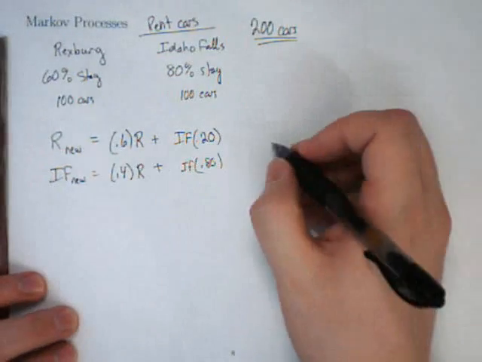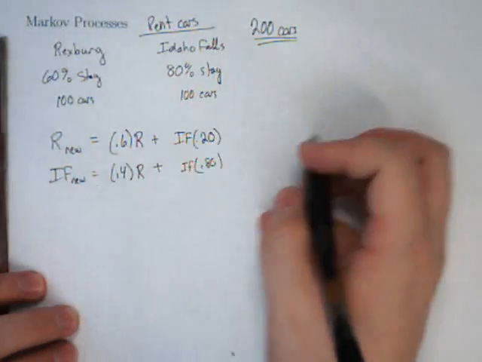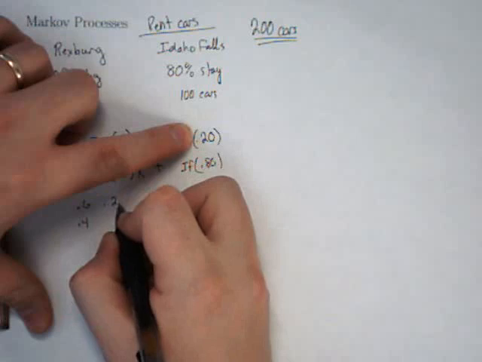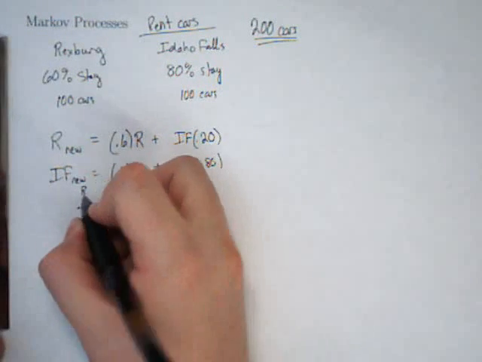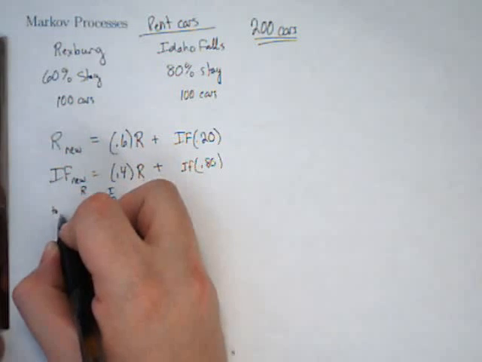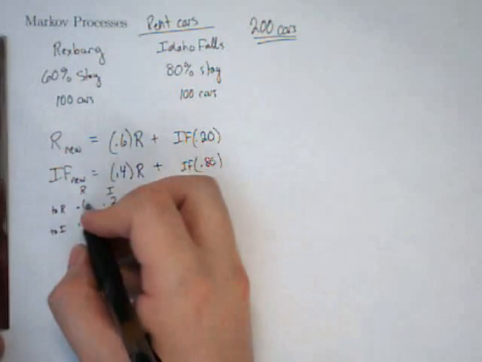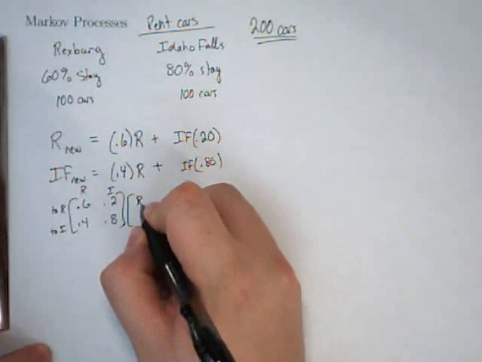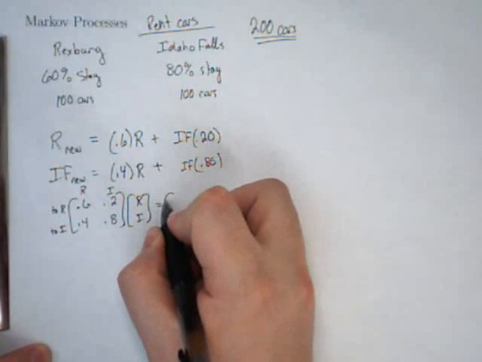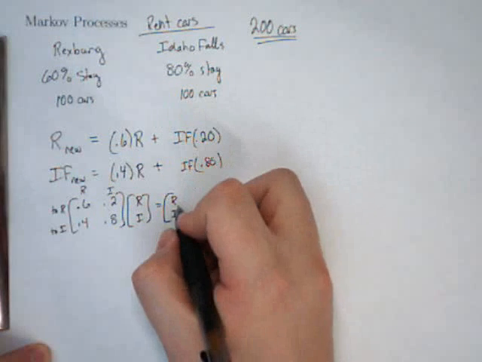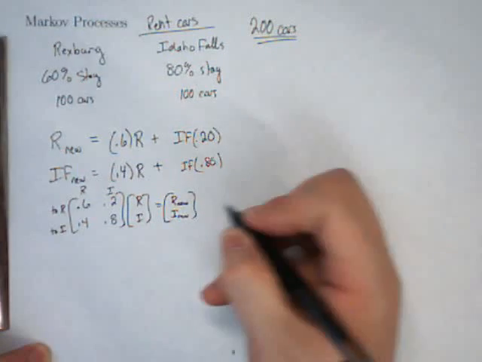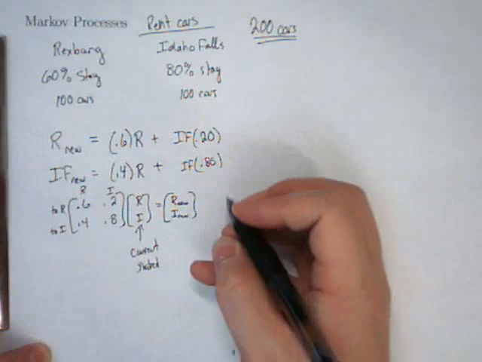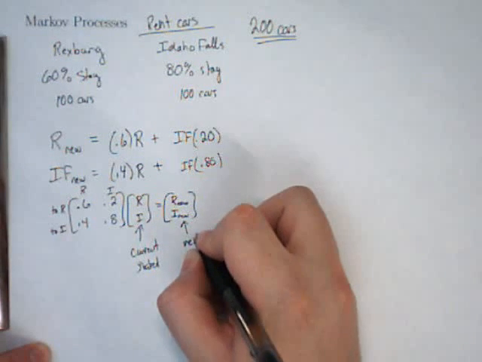So here's the idea. We're going to turn this into a matrix. And the matrix equation we have is, we've got a 0.6, a 0.4, a 0.2, and a 0.8. I can think here's Rexburg, here's Idaho Falls. This is the percent to Rexburg, this is the percent to Idaho Falls. And if I just take these coefficients and I multiply by Rexburg and Idaho Falls, I get out the new Rexburg and the new Idaho Falls. You can think of this as our current state. And then 1 week later, this is our next state.